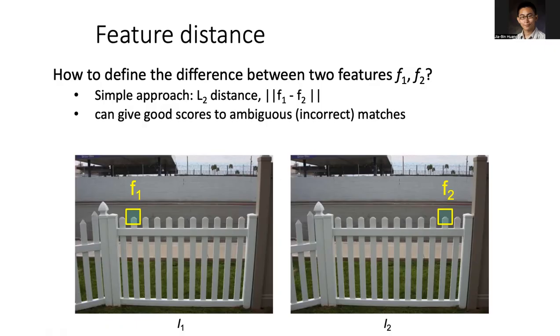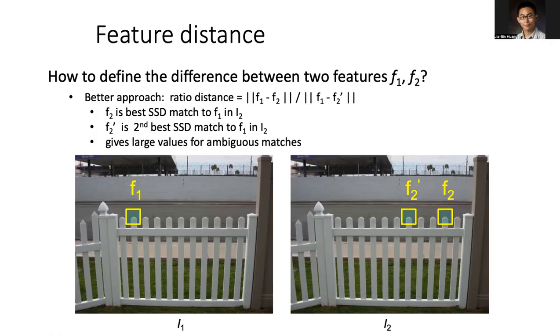There's an important trick in the original paper. You cannot just take the feature from image one, find the closest match in image two, and declare that they are matched if the distance is small enough. What you need to do is find the two nearest neighbors. You take a feature in image one and find the two closest neighbors in image two.